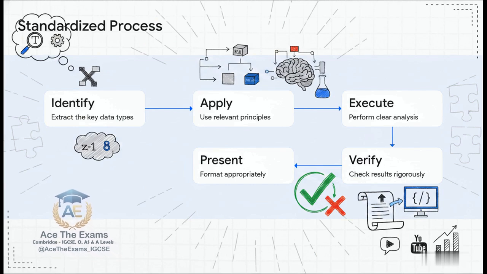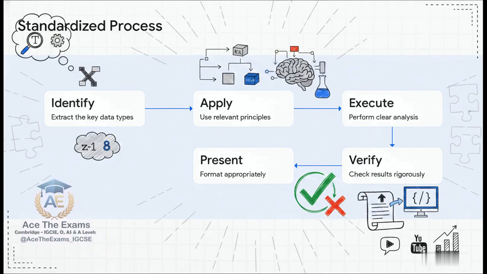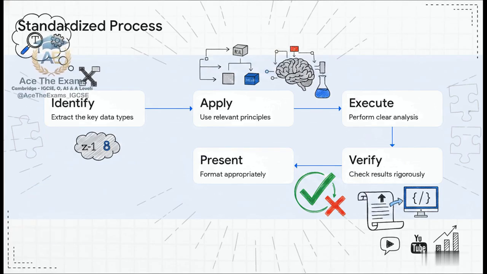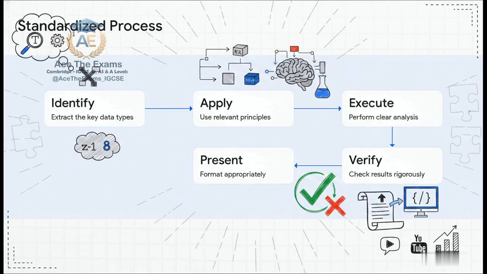Step 1, identify key elements. You have to extract the data types hidden deep within the question text. Step 2, apply relevant principles. Make a hard decision on whether a real or an integer is mandated by the context. Step 3, execute your analysis with crystal clear working. Step 4, verify your results. And Step 5, present it all in the appropriate format using correct, flawless technical notation.